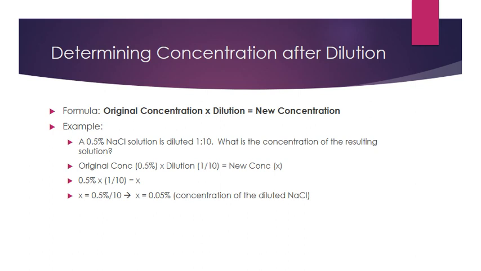So let's set up our formula. We have our original concentration, 0.5%, times our dilution, which is 1 to 10, and that equals our new concentration, which we will call X. So 0.5% times 1 over 10 equals X. So we can say X is equal to 0.5% divided by 10, which equals 0.05%. This is the concentration of the sodium chloride in the solution after the dilution.